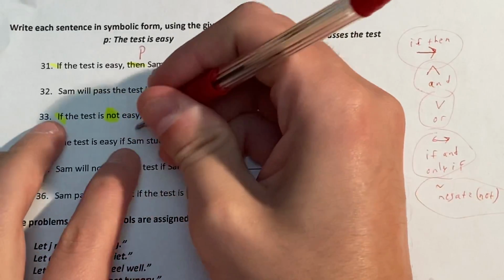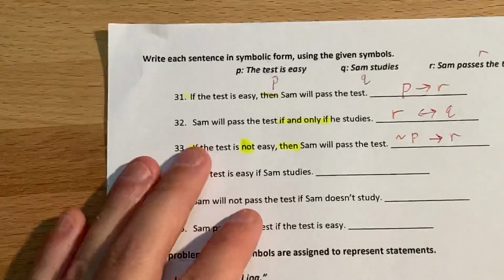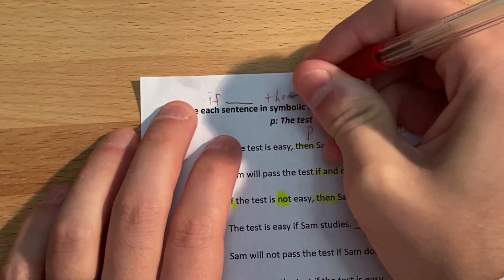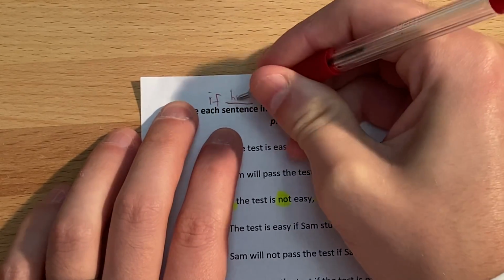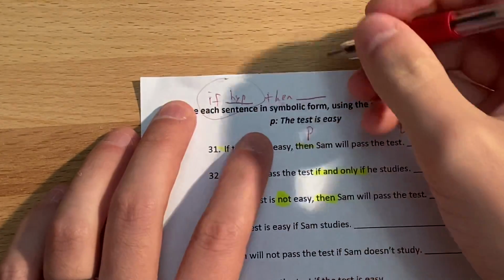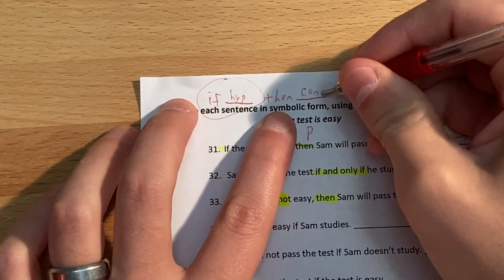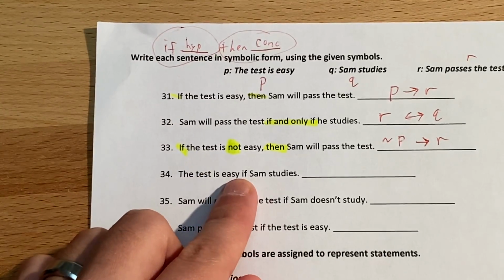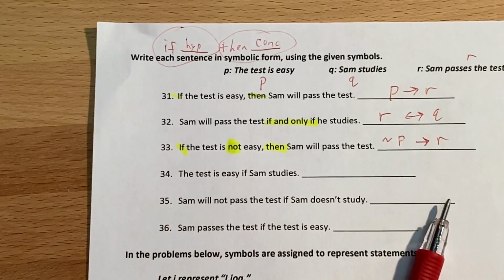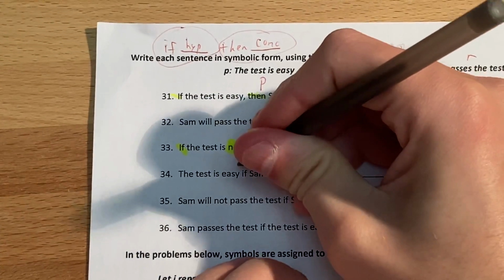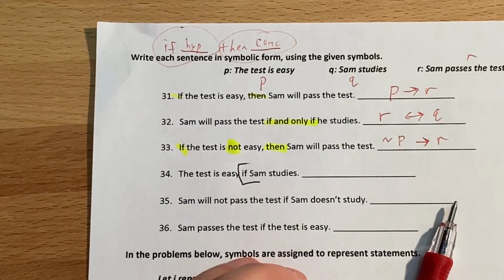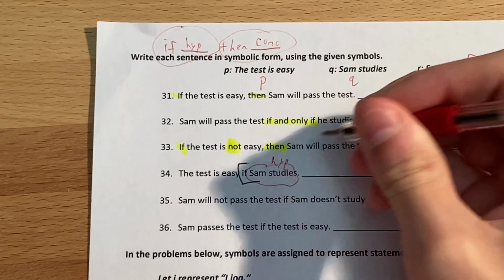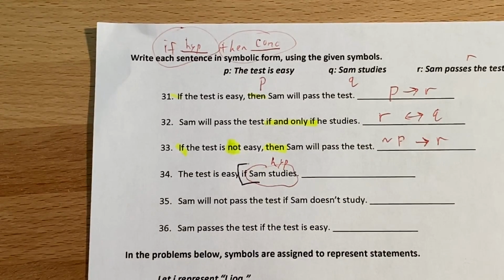Then it says the test is easy if Sam studies. So this is kind of weird because if you remember, all the time, the hypothesis comes after the word if, and the conclusion is what comes after the word then. But this time, the word if actually happens halfway through it, which kind of throws a monkey wrench in things. If Sam studies, that means that this is actually the hypothesis because it comes after the word if.